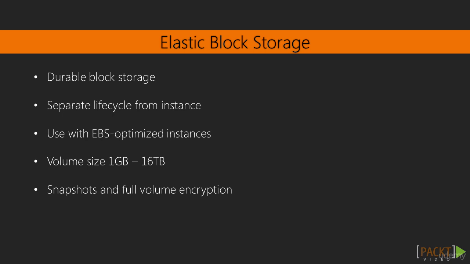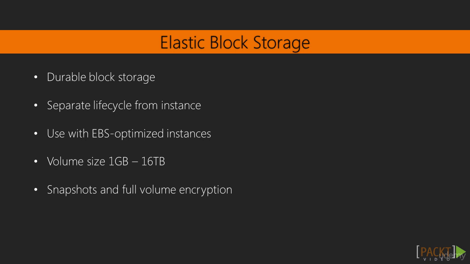To further improve the durability, the data is mirrored on two devices. Since they are network connected to your instance, you should ideally use them with instances that are EBS optimized, which will give you a more consistent disk throughput. You can provision the size of your EBS volumes however you want, from 1 gigabyte up to 16 terabytes. You can also attach multiple EBS volumes to a single instance and also RAID them if you like.